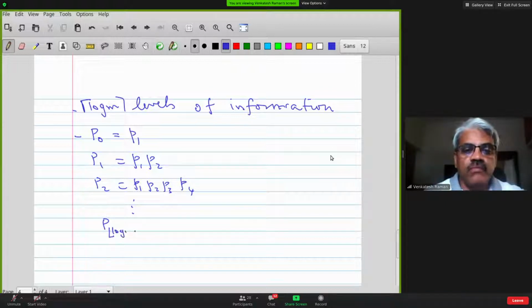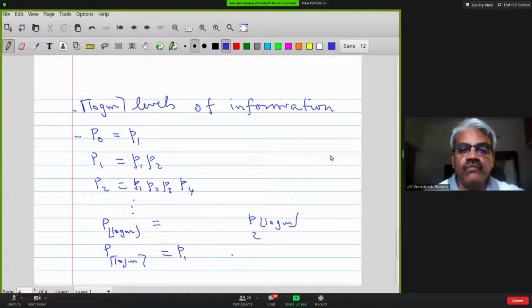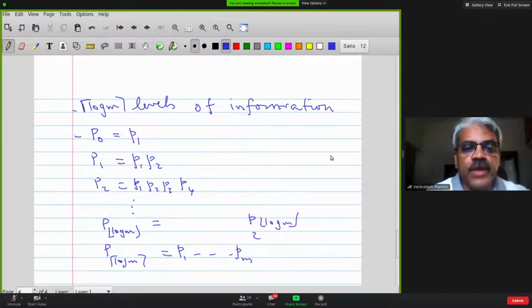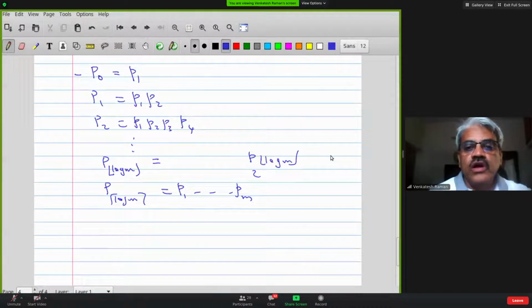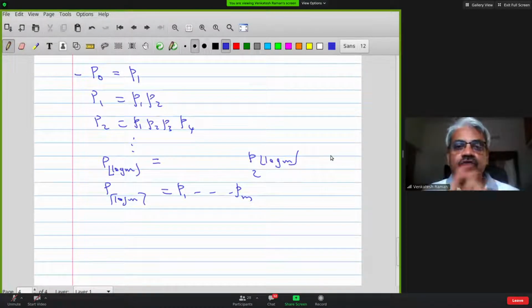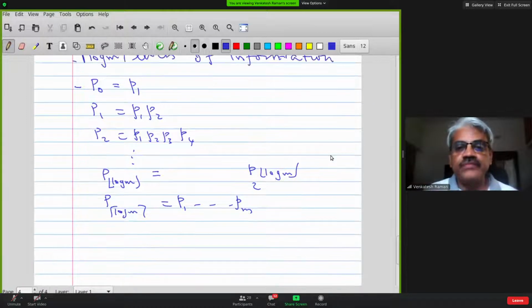P log m is P 2 to the log m. And then the last one would be the full pattern. This P may not be a multiple, m may not be a power of 2. So these are prefixes of the pattern of this appropriate length.